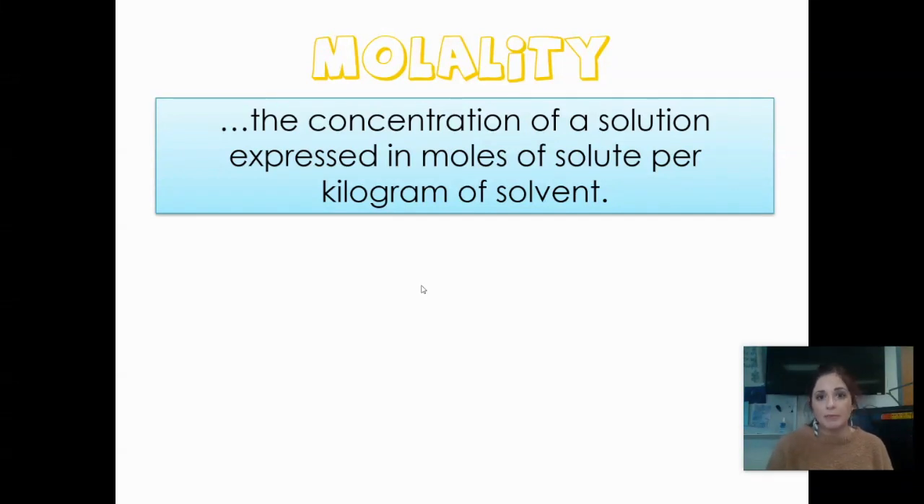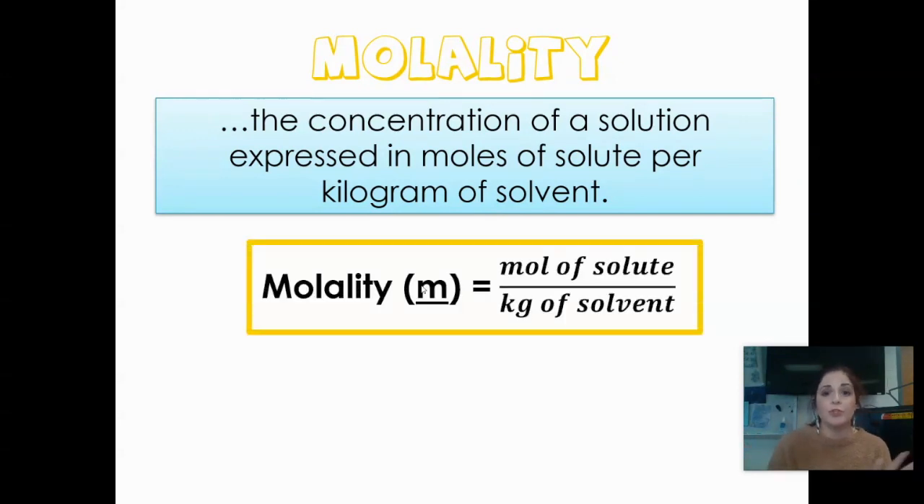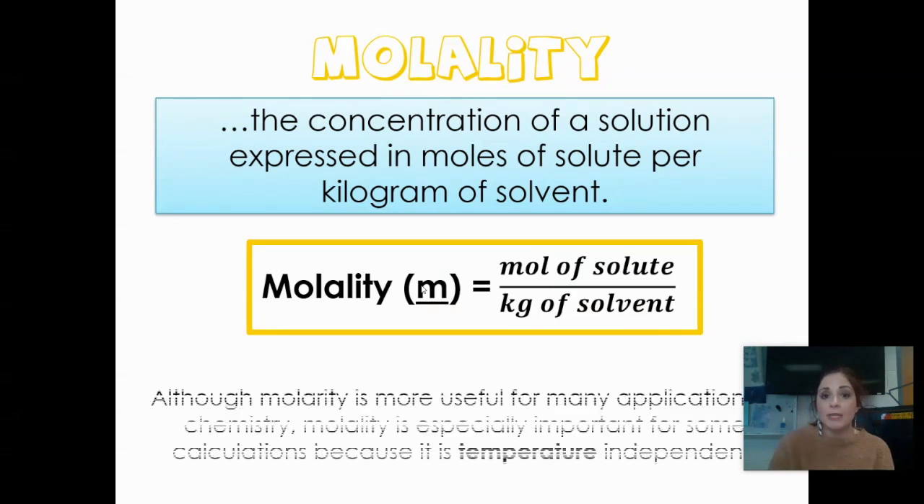So they're very similar because we still have moles of solute on top. Let me just show the equation here. But in this case, molality has kilograms of solvent in the denominator portion, as opposed to molarity that had liters of solution. Why would this be?